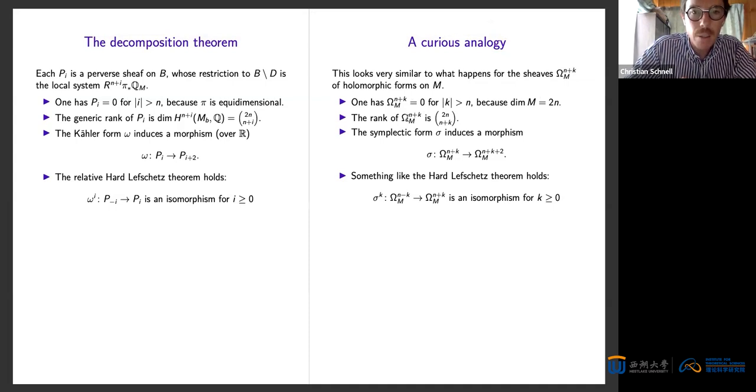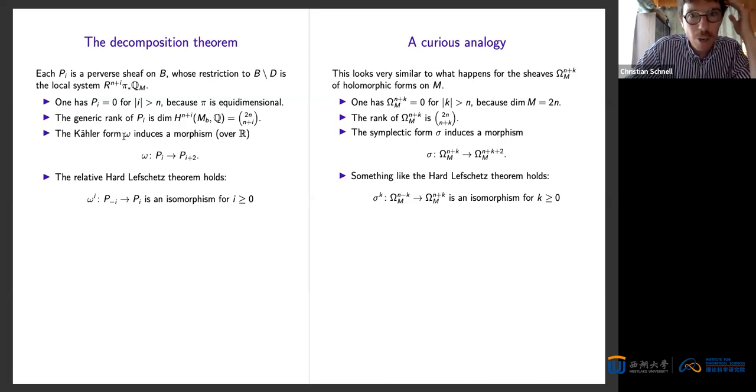The sheaf of forms is the wedge product of the sheaf of 1 forms. So the rank of these holomorphic bundles is also 2n choose n plus k, just like over here, where the generic ranks are 2n choose n plus i. On the left, it comes from the fact that the fibers are abelian varieties. On the right, it comes from the fact that M is a manifold of dimension 2n. That's quite different.